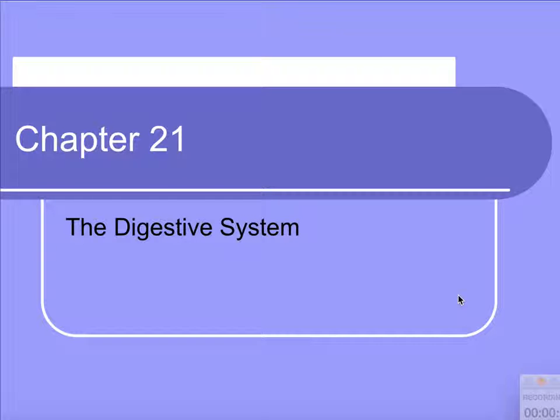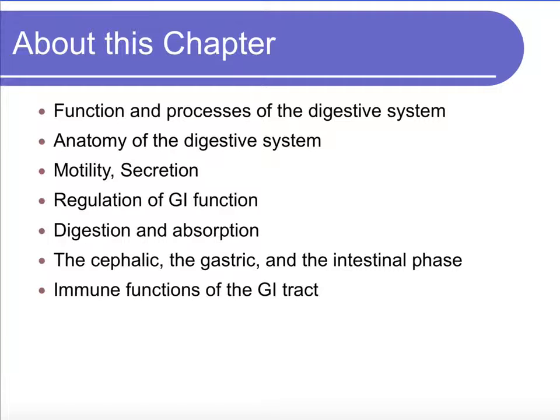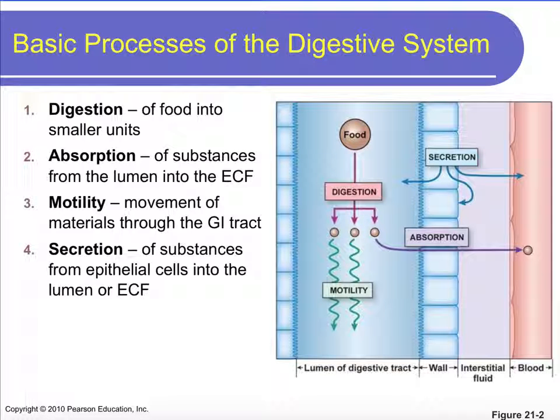Chapter 21, the Digestive System. In this chapter, we'll talk about the function and process of the digestive system. We'll look a little bit at its anatomy, discuss motility and secretion, look at what regulates GI function, the process of digestion and absorption, and then we'll look at the different phases. So we have the cephalic phase, the gastric, and the intestinal phase, and then we'll end with the immune function of the GI tract. So what are the basic processes of the digestive system?